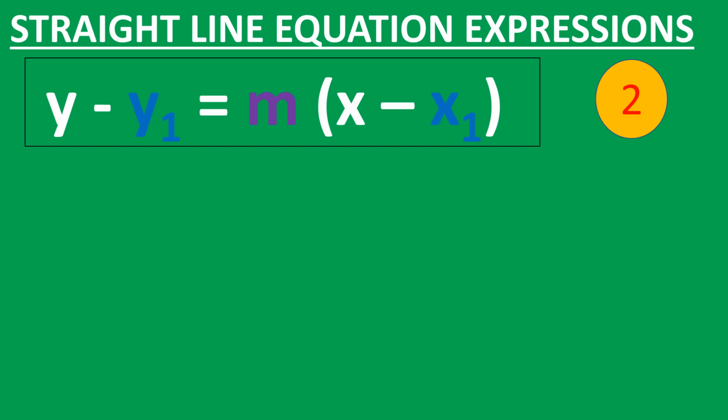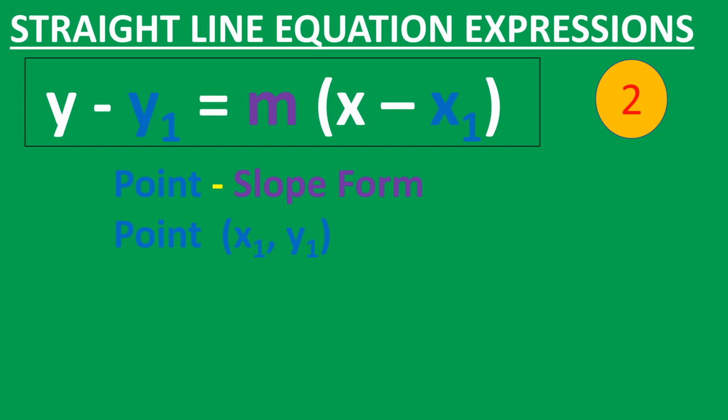Secondly, we'll be looking at y minus y1 equals m into the bracket x minus x1. And this is simply called the point slope form of the straight line equation. Now, what are the points? It's a one-point slope form equation.